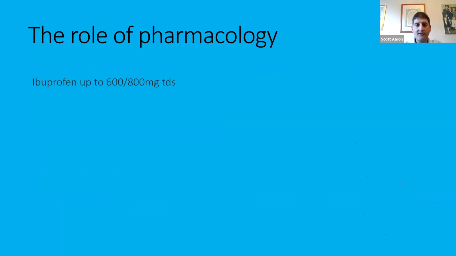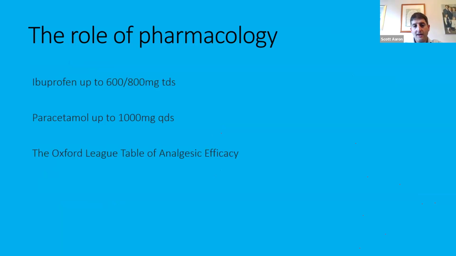What is the role of pharmacology in these cases? Ibuprofen 600, maybe 800. I think the guidance is 600 though, 3 times a day. Paracetamol, 1,000 milligrams 4 times a day. You can take both, assuming you've not got a problem with ibuprofen. Look at the Oxford League table of analgesic efficacy. Paracetamol and ibuprofen are pretty high up there.